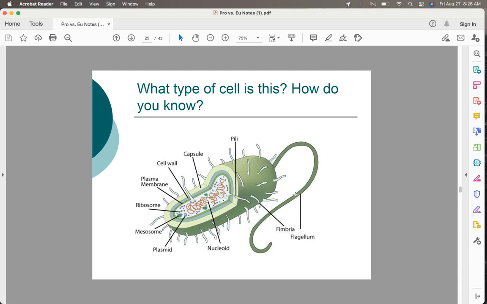What type of cell is this? How do you know? When I look at this, I see kind of an ovally shape. I see that we have a nucleoid region, which is just kind of scattered DNA. I see that we have ribosomes, but I don't see a nucleus or anything like that. So I think this is a bacterial cell or a prokaryotic cell because it's lacking the things I was just talking about.